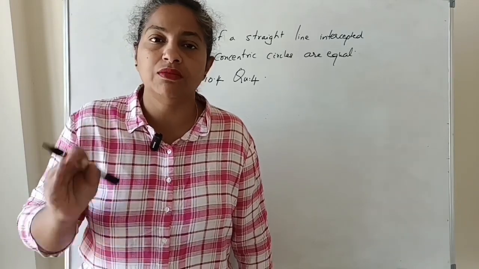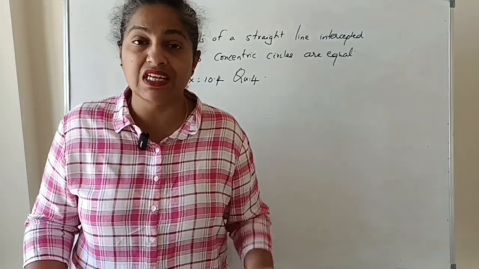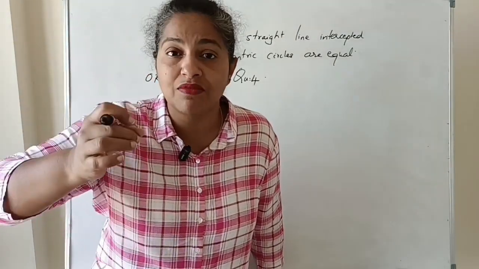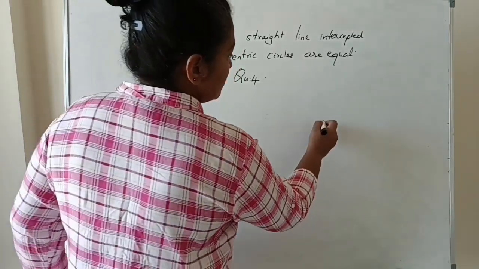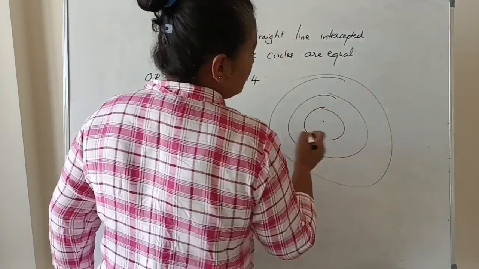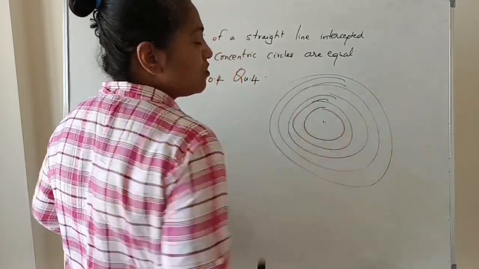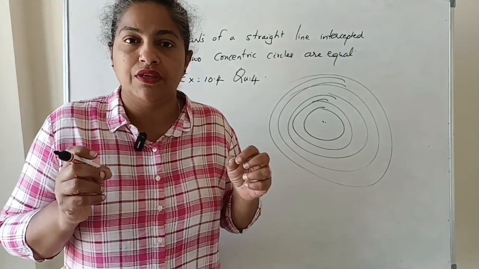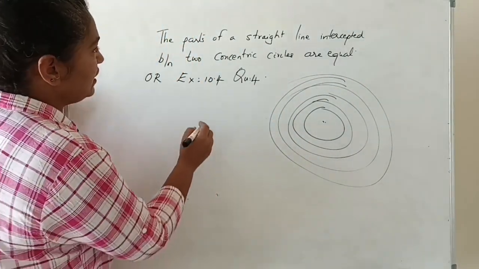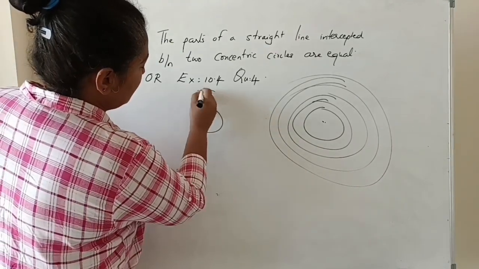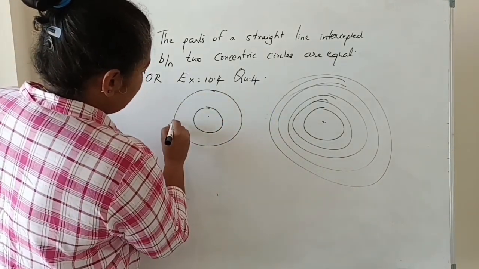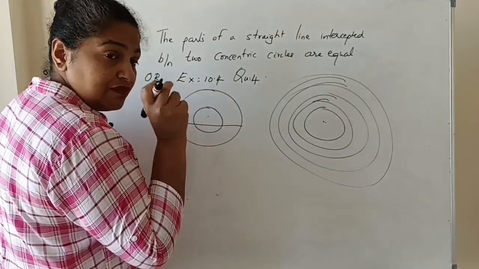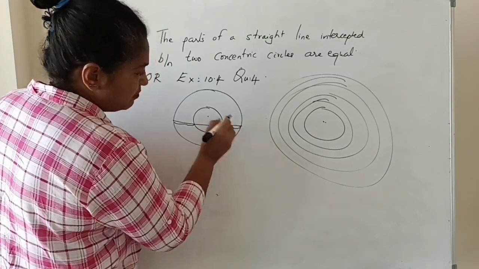Now, the only new term that you have to understand from this particular question is concentric circles. Concentric circles are any number of circles having the same center and different radii. All the circles with the same center are called concentric circles. Fine. Now, intercepted basically means in between. So, what they are asking you to prove is that there are two concentric circles and there is a straight line like this. The part of the straight line intercepted between the two circles, this part is equal to this part.